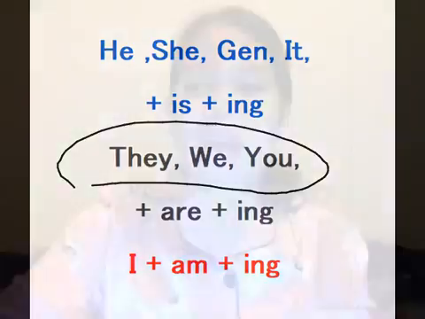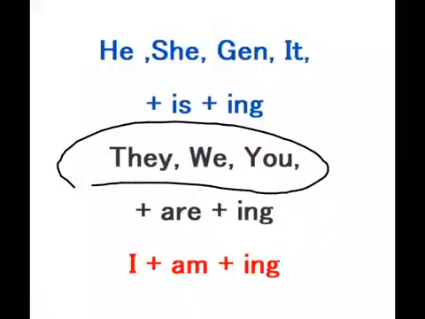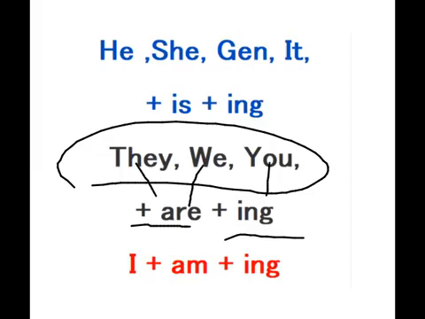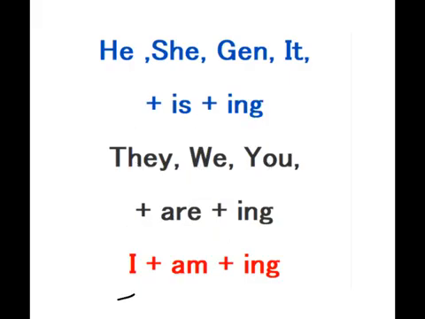When you say plural, that means many, so more than one. So you should use are, plus ing. For example, they are cooking, we are eating, you are teaching. That's done. It's easy, right? Now let's move on to I. This is singular, but you have to use am for this one. So I am eating, I am cooking. So that's it. It is easy.